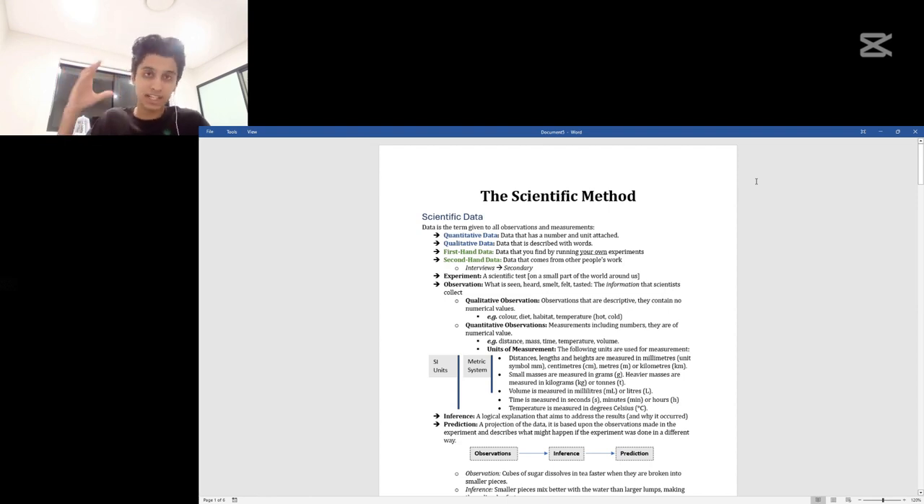Okay, so let's go into the few key definitions. Experiment: a scientific test on a small part of the world around us.